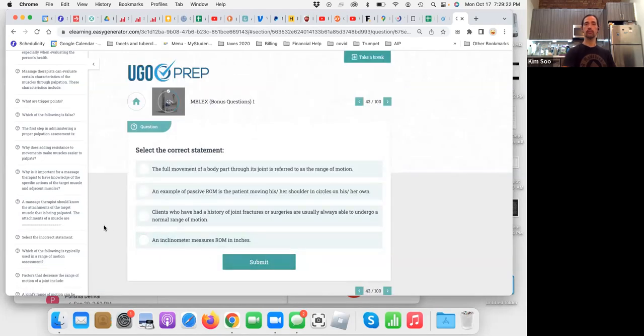Select the correct statement. The full movement of the body part through its joint is referred to as the range of motion. An example of passive range of motion is the patient moving his or her shoulder in circles on his or her own. Clients who have had a history of joint fractures or surgeries are usually always able to undergo a normal range of motion. An inclinometer measures range of motion in inches.